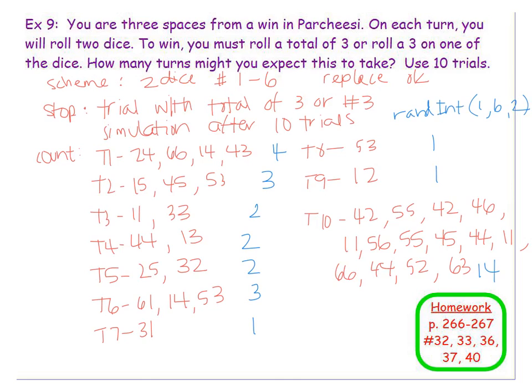So how many turns do you expect this to take? That's another way of asking for the average number of turns. 4 plus 3 is 7, plus 2 is 9, plus 2 is 11, plus 2 is 13, plus 3 is 16, plus 1 is 17, 18, 19, and 19 plus 14, I get 33. Divided by 10 trials. So it's going to take about 3.3 turns to win the game. And that's the end of chapter 11.